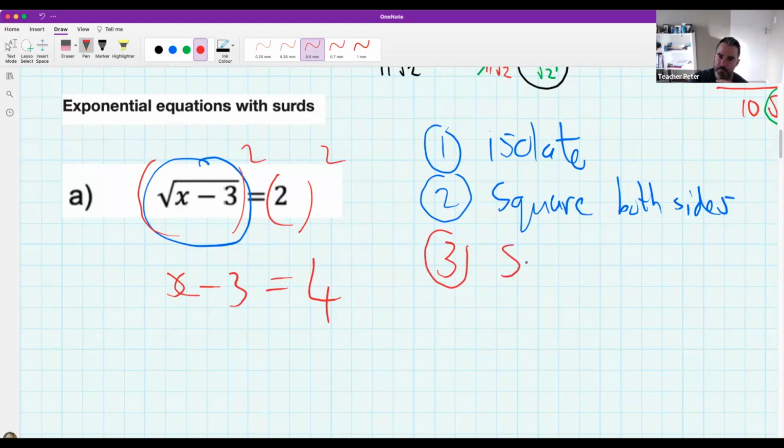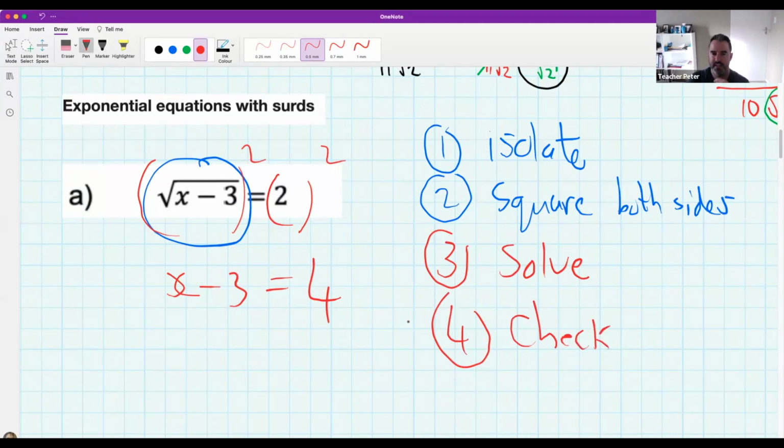Then the third step is to solve the equation. And the fourth step is to check that the solution is valid. And the reason we check is because certain equations can produce false solutions because of the squaring. So the answer here would just be x is 7.